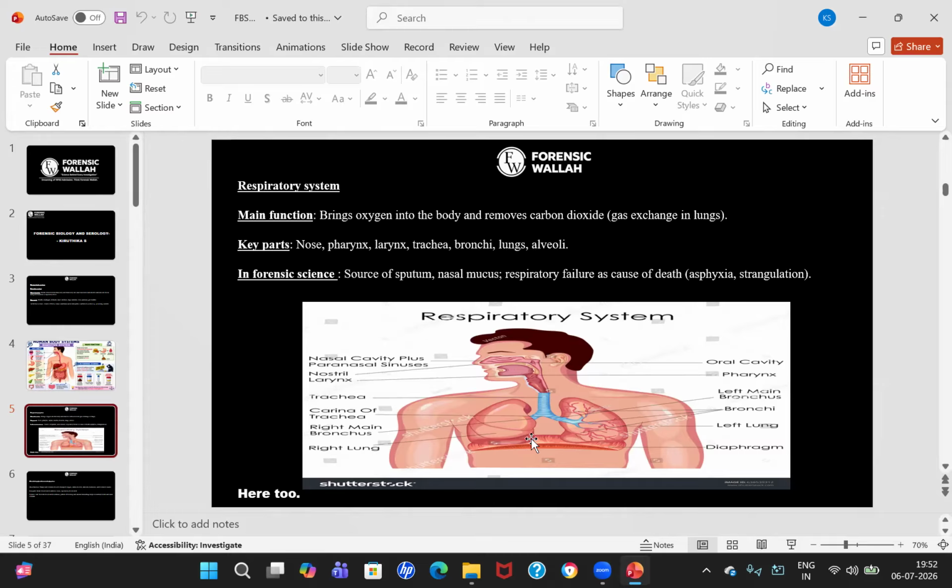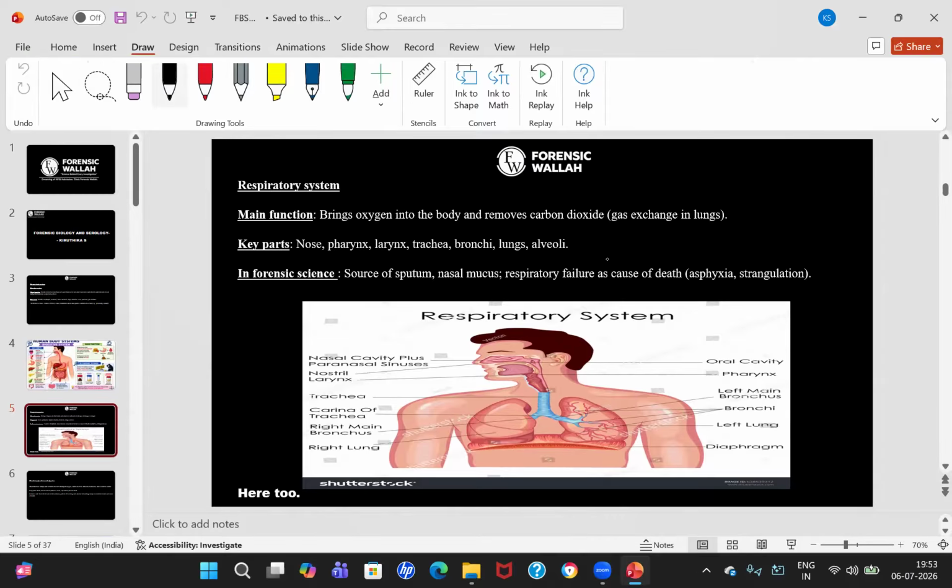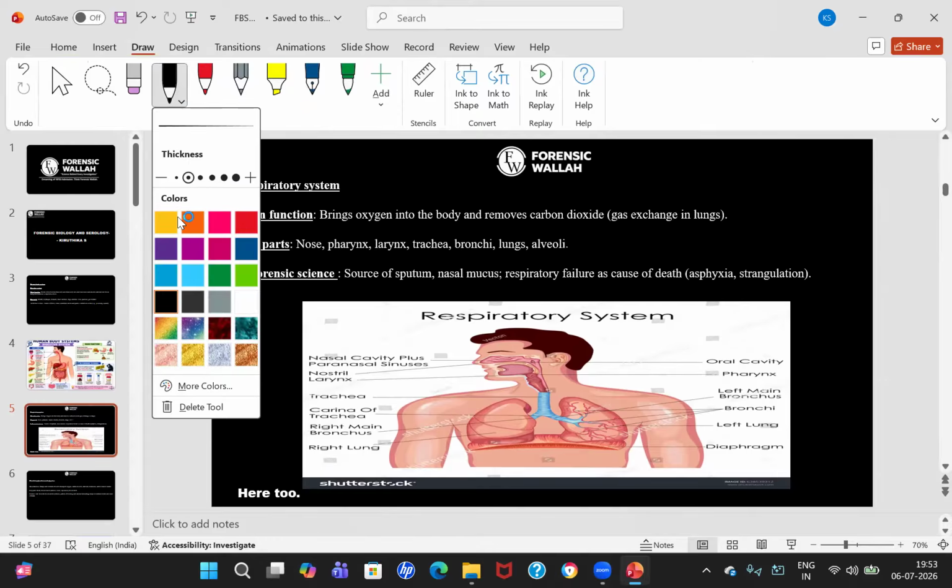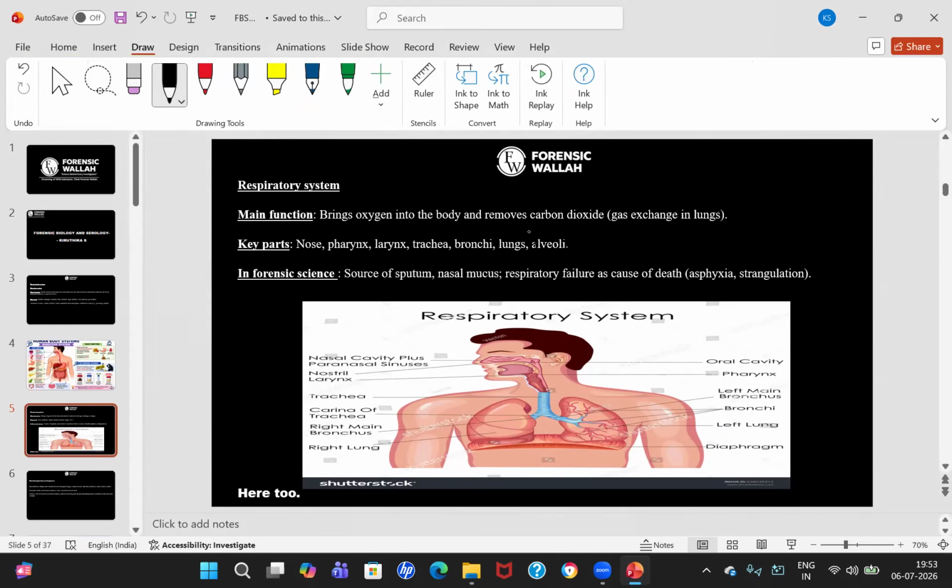Now coming to the respiratory system, we inhale oxygen through our nose. It goes to our lungs, where the exchange of gases takes place in the alveoli of the lungs. Alveoli are the structural and functional unit of the lungs, basically called the air sacs of the lung. Here only the exchange of oxygen and carbon dioxide takes place in your lungs.